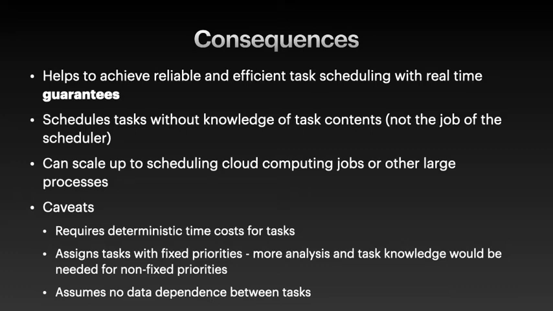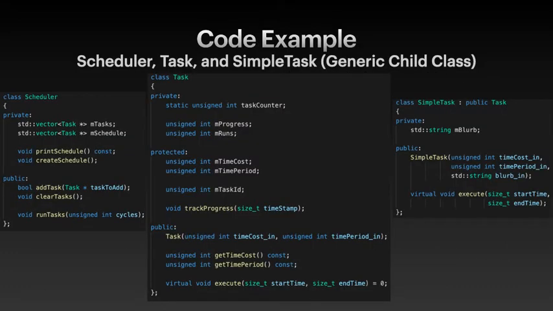While implementing this pattern, here were the three main classes I used. You'll notice I said 3 instead of the 2 mentioned on the structure slide. This is because task is an abstract class, so I needed a simple derived class for a demonstration.